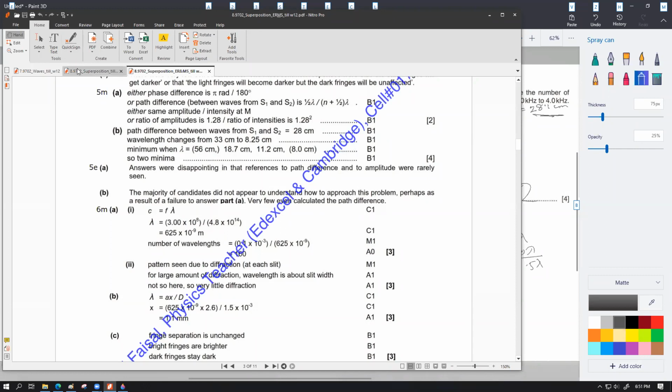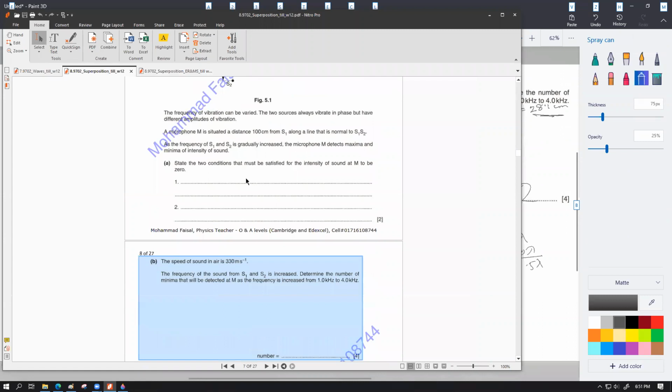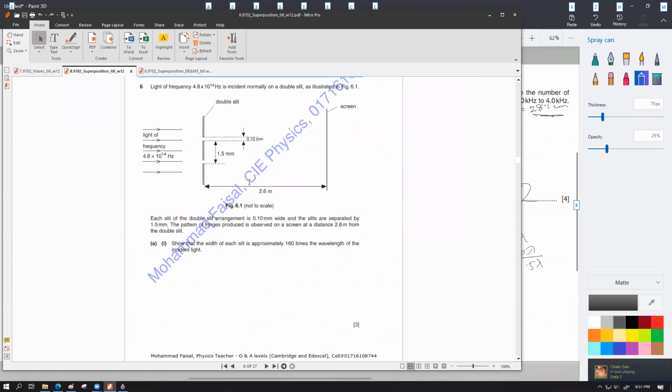So yeah, that's what I wanted to show you. That's one difficult problem in my opinion. The rest of the things are actually pretty simple.